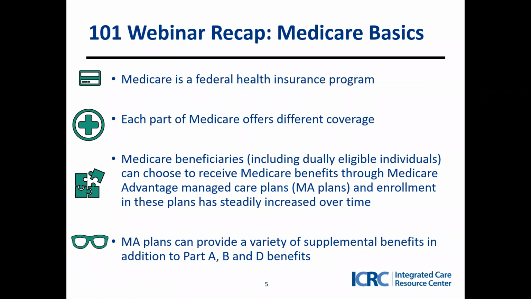Next, we gave a brief introduction to Medicare. Medicare is a federal health insurance program that covers a variety of services. All Medicare beneficiaries, including dually eligible individuals, can choose to receive their Medicare benefits through Medicare Advantage managed care plans, and enrollment in these plans has grown over time. Also, Medicare Advantage plans can offer supplemental benefits as well, which we'll also be discussing today.